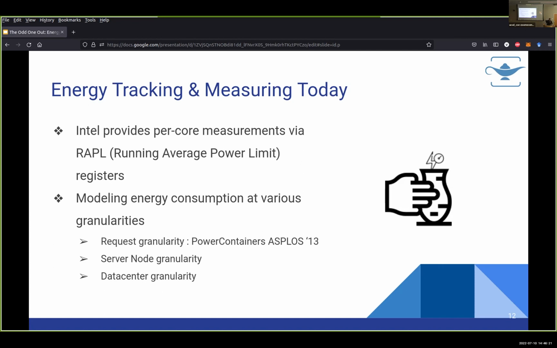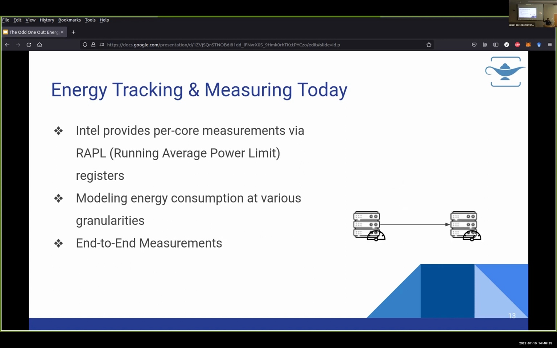But I think we are interested here today in thinking about it in terms of an end-to-end measurement that's providing us measurements at the granularity of the finest grained temporal level and the finest grained software level, so that we can use that information to make application specific decisions to make the applications more energy efficient.